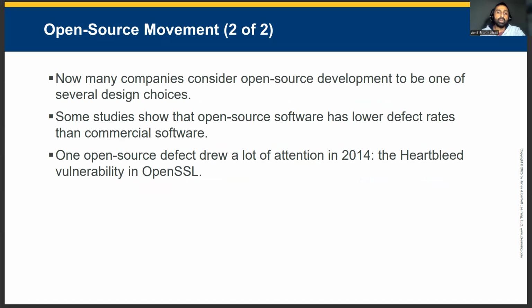Continuing the discussion on open source software, noting that many companies now treat open source development as a legitimate and strategic option. Studies have shown that open source projects often have lower defect rates than commercial software, thanks to constant peer review, transparency, and community engagement. However, open source is not immune to significant vulnerabilities.